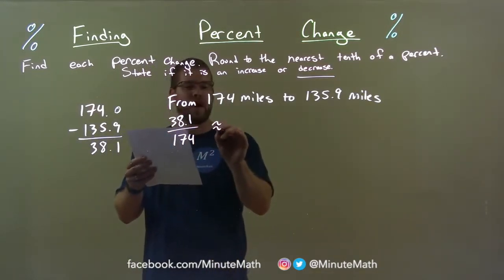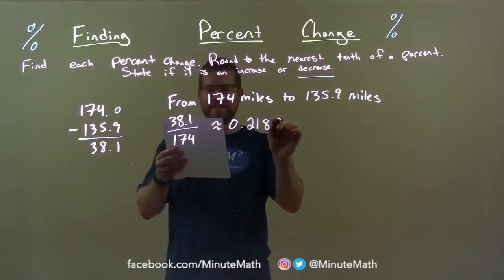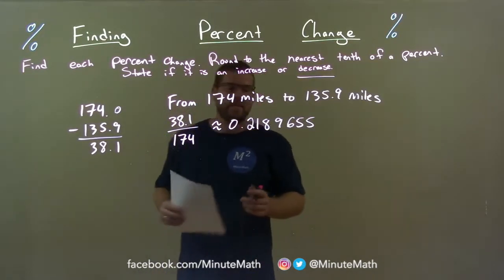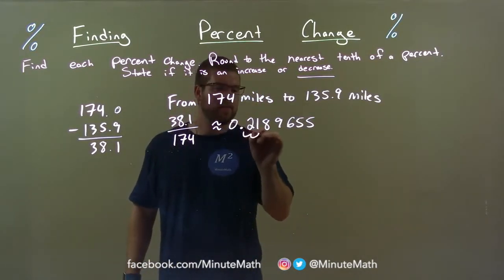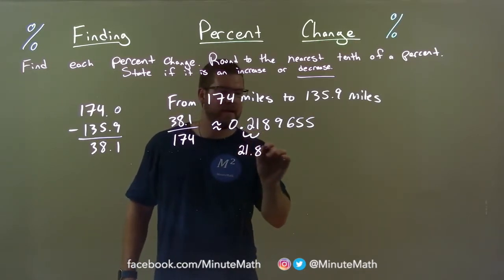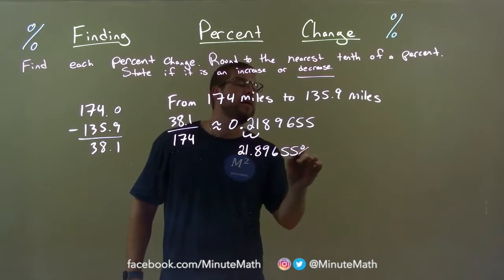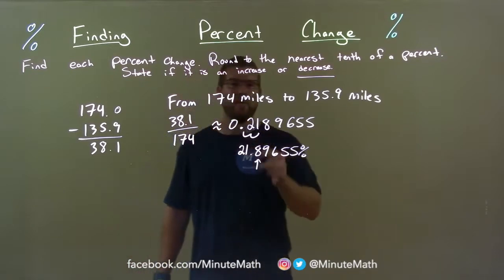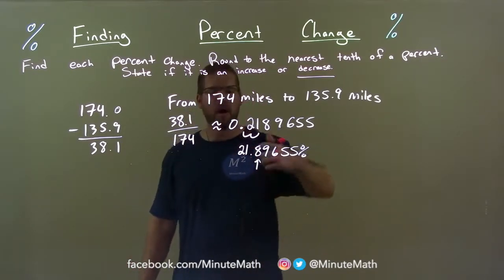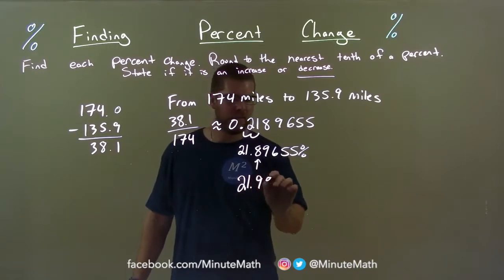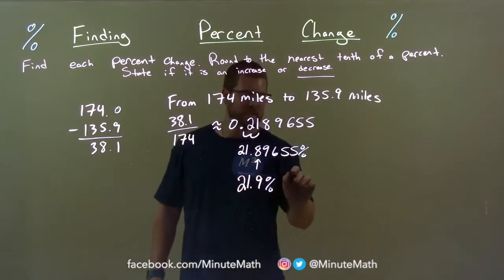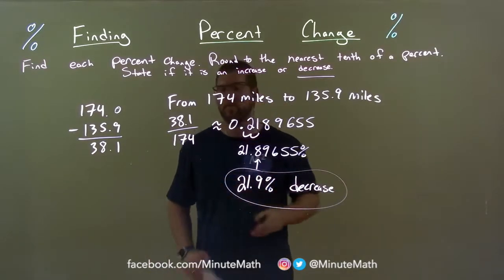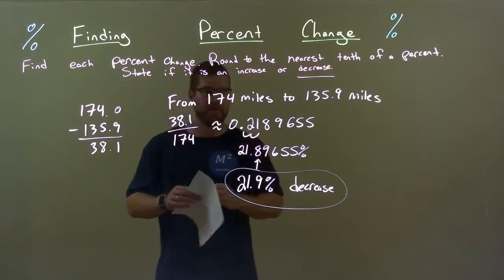Okay? That's approximately 0.218965. All right. Write that as a percent. Take this decimal, 2 spots to the right gives us the percent, 21.89655%. Round to the nearest tenth of a percent. Look at the 8, and then we got a 9 to the right. The 9 causes the 8 to go up 1. 21.9% now we have right there. We said it was a decrease. And there we have our answer, 21.9% decrease.